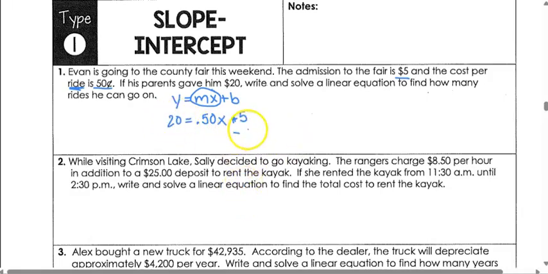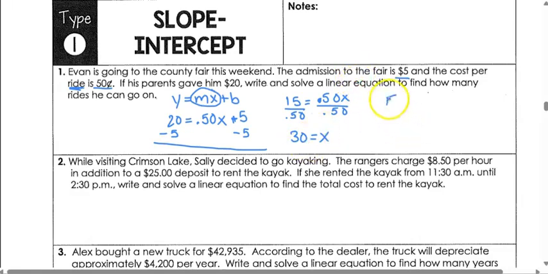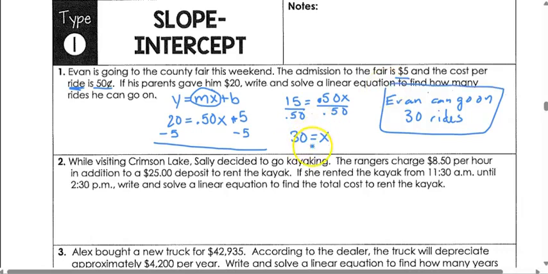All right, and so now we're going to solve this for x. So I'm going to subtract 5 from both sides. So I would have 15 is equal to 0.50x. Divide by 0.50, and that would mean that x equals 30. And so whenever we write word problems, we're going to write our answer in words because the question was given to us in words. So I'm going to say Evan can go on 30 rides. Okay, so make sure we say what this number means.